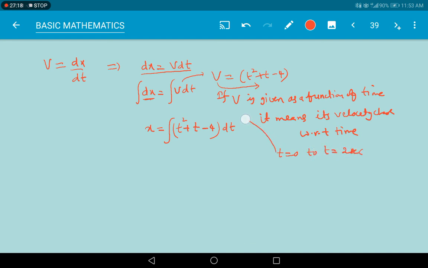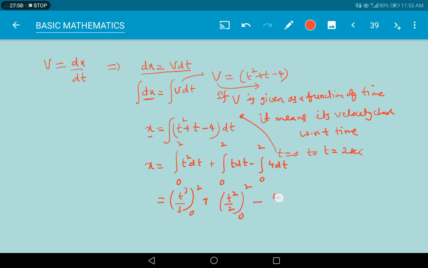They are asking for the same function. Velocity is given like that. They are asking what is the distance covered by the body. So integral of t square dt, what are the limits? 0 to 2, plus integration 0 to 2 of t dt, minus integration 0 to 2 of 4 dt. Let us use the formulas of integration. X to the power of n: t to the power of 3 by 3, limits from 0 to 2, plus t square by 2, limits 0 to 2, minus 4t, 0 to 2.